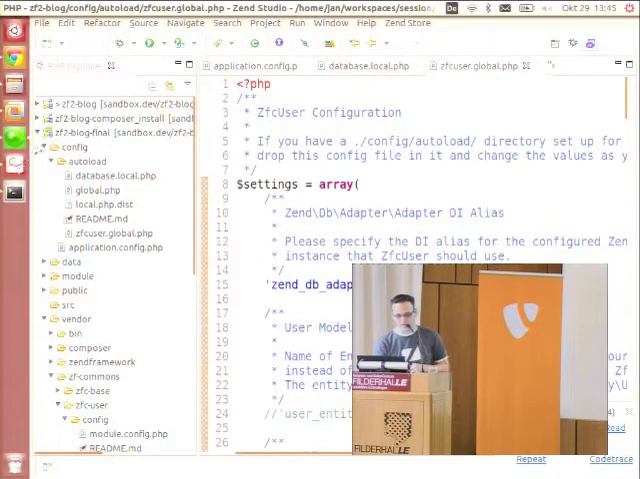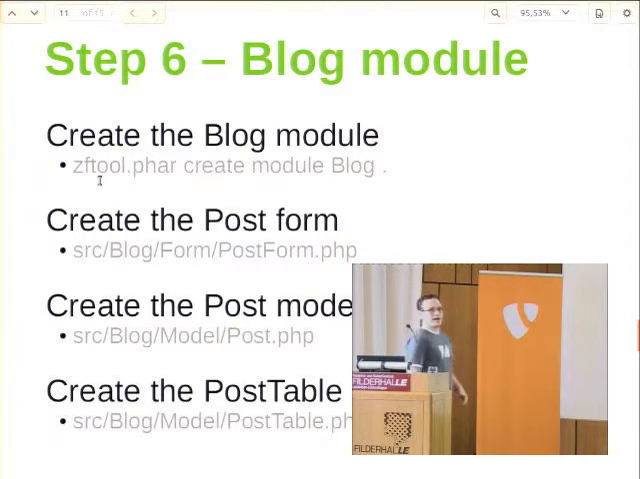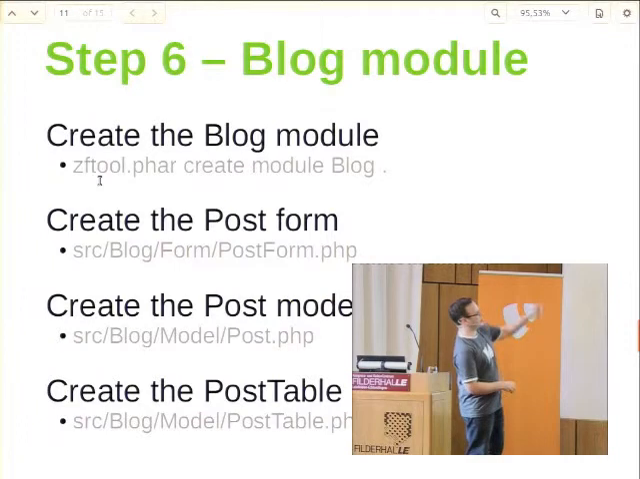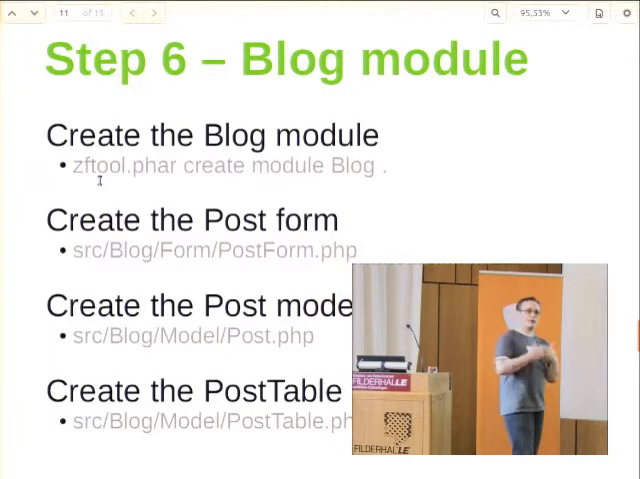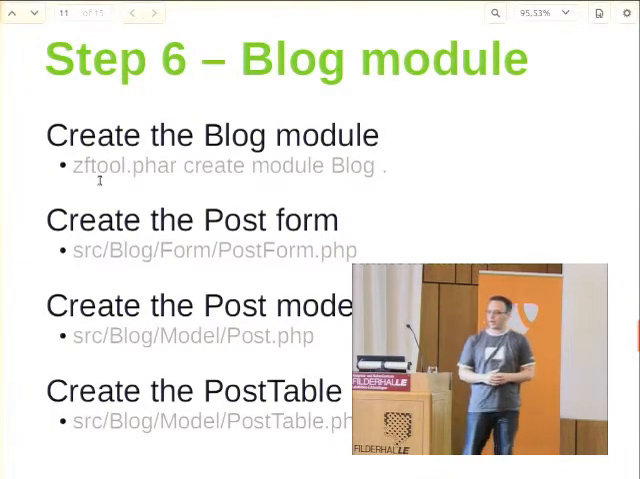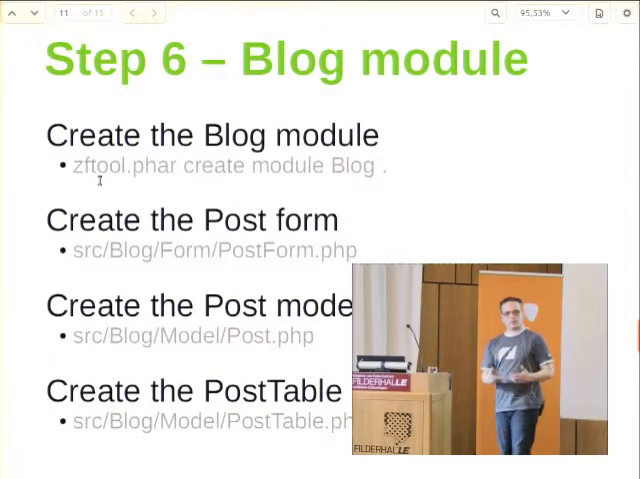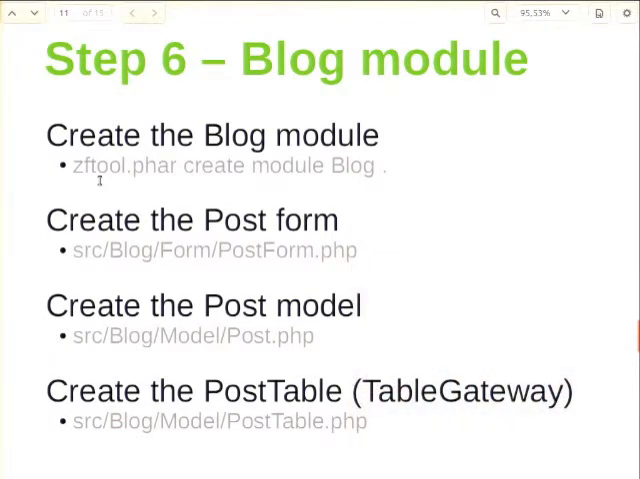copy and use. The next step, of course, will be creating the blog module. So after we have implemented the authentication, I want now to create my own business logic. For this, I'm creating the blog module. I will also create the post form, the post model, and the post table. The post form, of course, is for the representation in the view, that you see the form directly in your view. The model is taking care of handling the data. It's a data container which is also responsible for storing the data with the help of the post table class, and the post table class extends the table gateway.